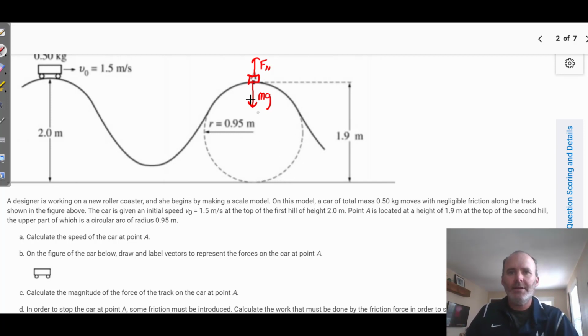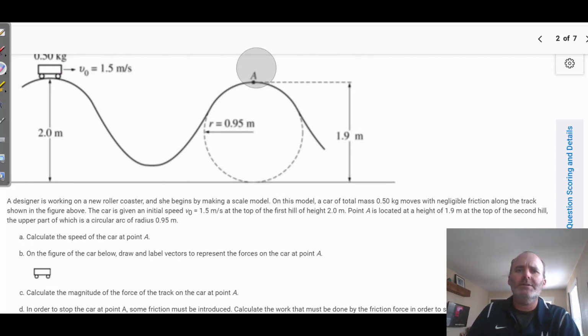So there is my free body diagram. A lot of people might think, oh, it's going to the right, so it's got to have this force going to the right, like an applied force. But that's a common mistake. There is no applied force to the right.